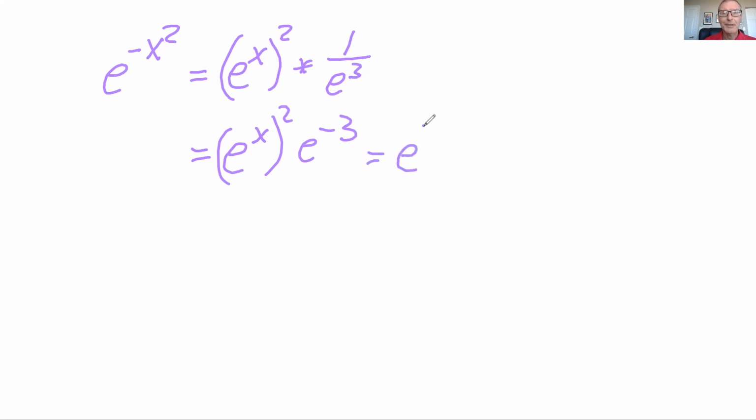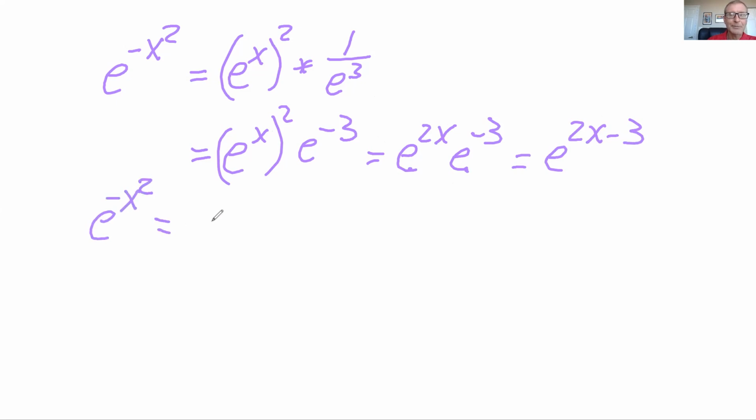And so that would be e to the 2x, e to the minus 3. And now because these are multiplied together with exactly the same base, you can add those exponents and you get 2x minus 3. So here you have e to the minus x squared equals e to the 2x minus 3. So now we could set these equal to one another.